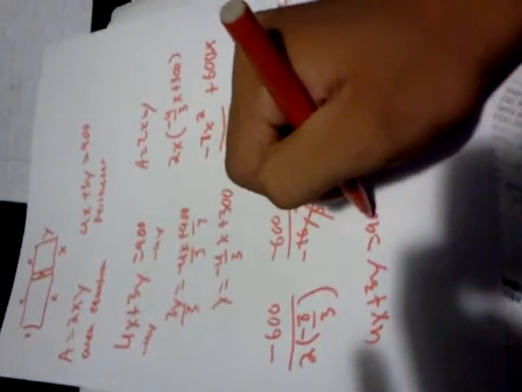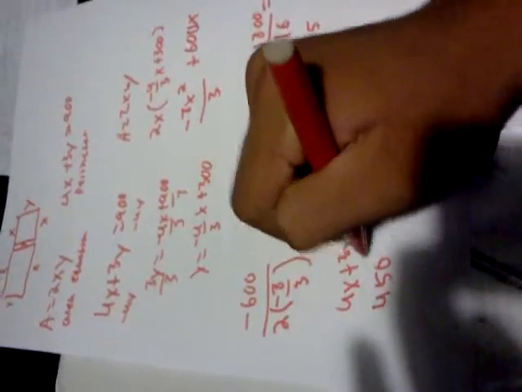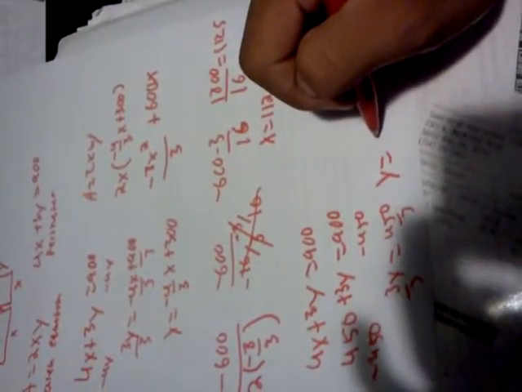So if we substitute in x, it would be 112.5 times 4, which multiplies out to 450, plus 3y is equal to 900. And then we subtract 450 from both sides. So we get 3y is equal to 450. So then we divide by 3, and we find out that y is equal to 150.